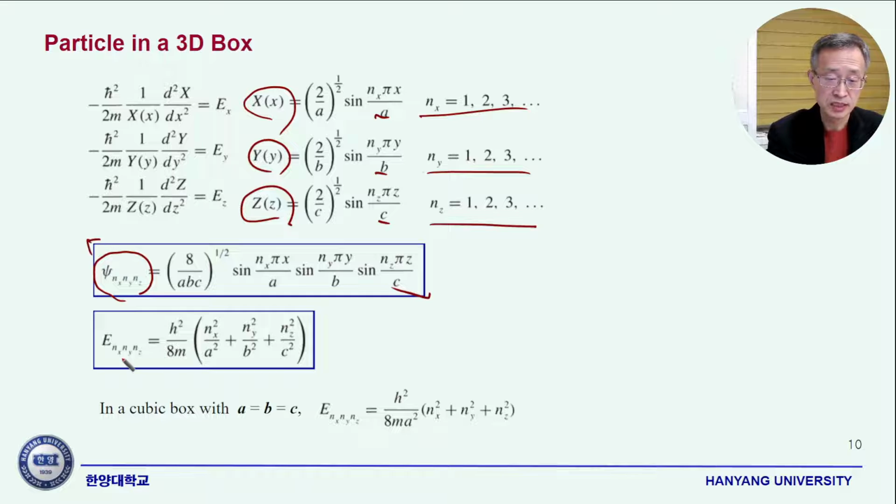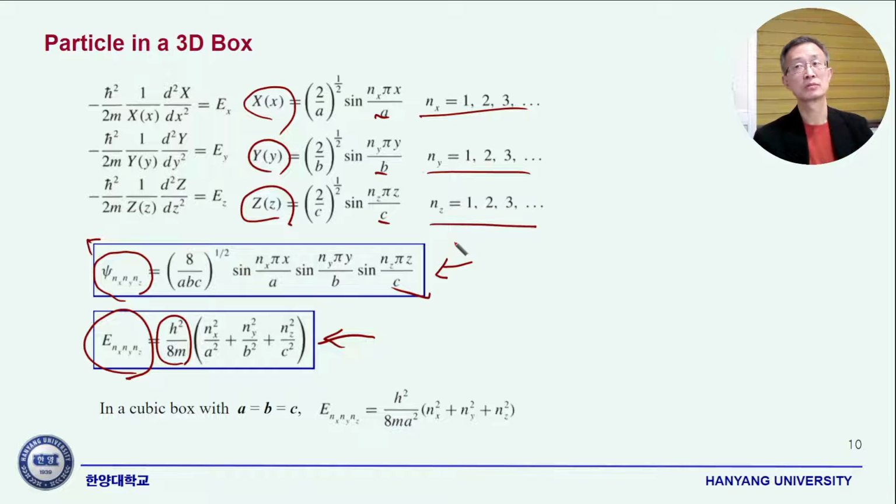So this is it. And then the energy is h squared over 8m, times (n_x over a) squared, plus (n_y over b) squared, plus (n_z over c) squared. So the energy and wave function are obtained by solving the three-dimensional particle in a box problem.